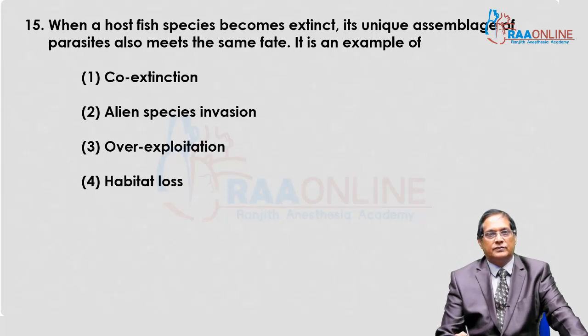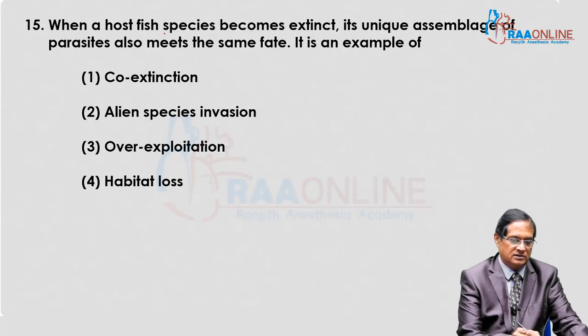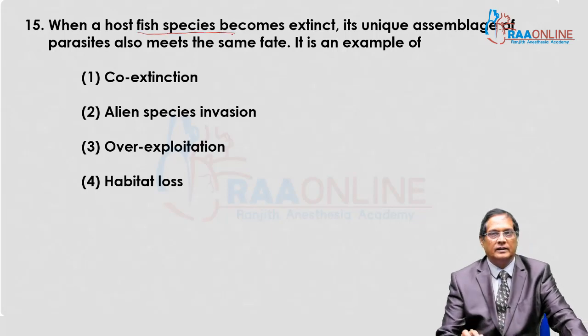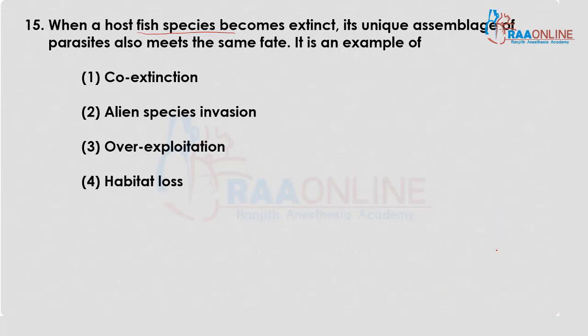When a host fish species becomes extinct, its unique assemblage of parasites also meets the same fate. They are actually interdependent. So that's why it's a good example of co-extinction.